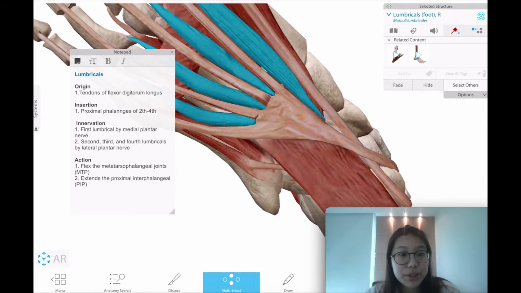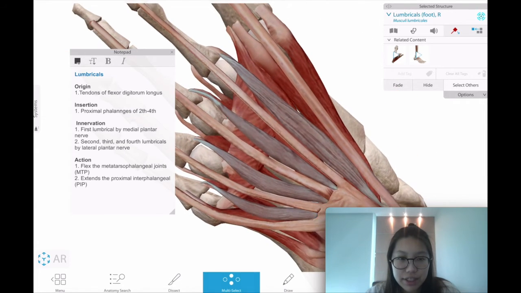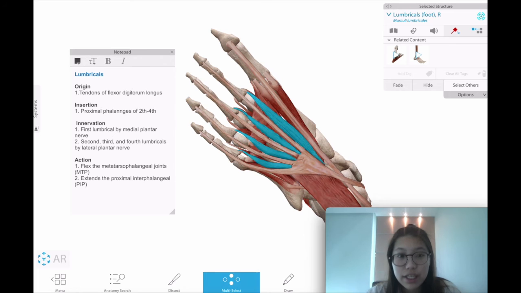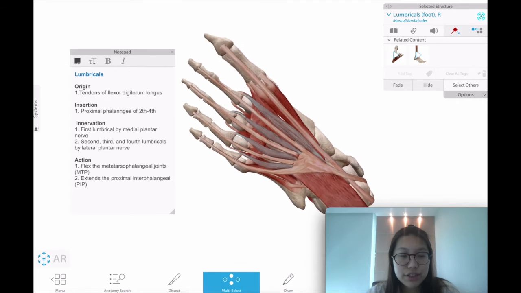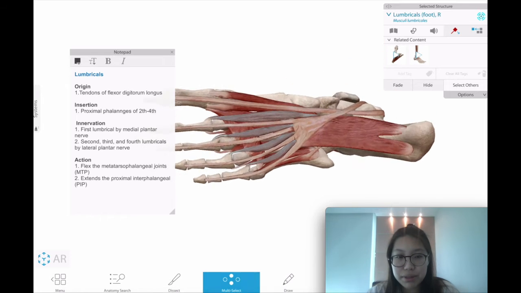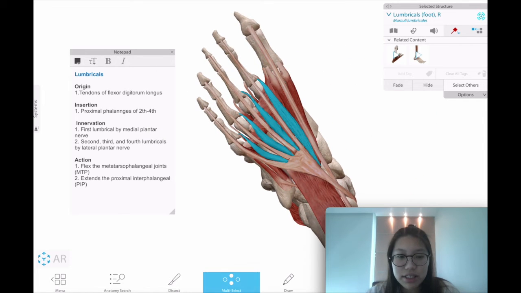This is the lumbrical. It originated at the tendons of the flexor digitorum longus, inserted at the proximal phalanges of digits 2 to 4. The innervation is the first lumbrical by medial plantar nerve, and second, third, and fourth lumbricals by lateral plantar nerve. The action is to flex the metatarsophalangeal joints and extend the proximal interphalangeal joints.